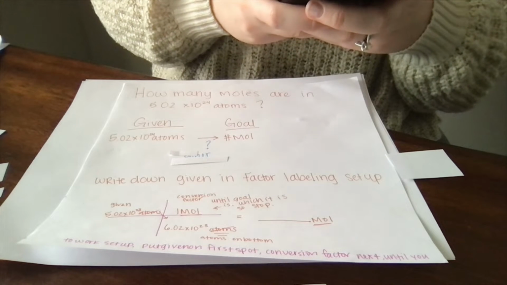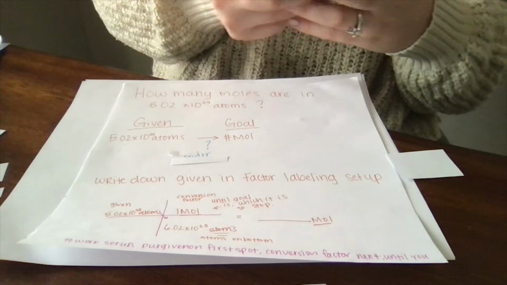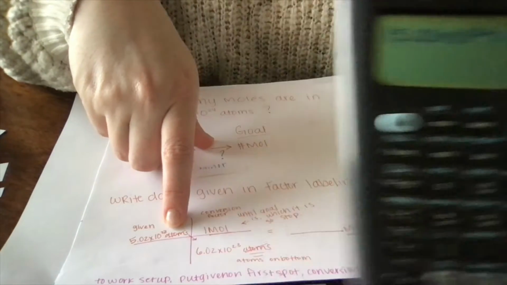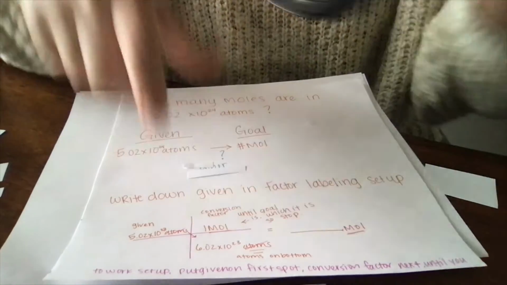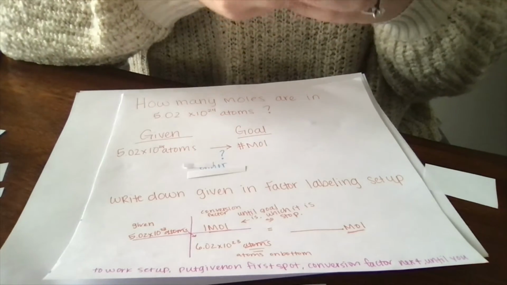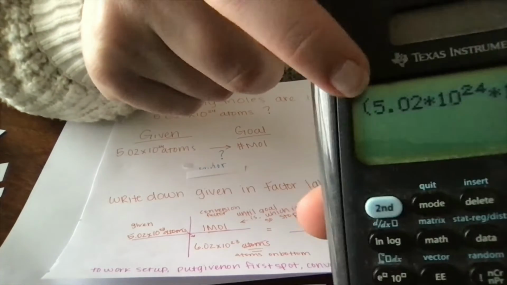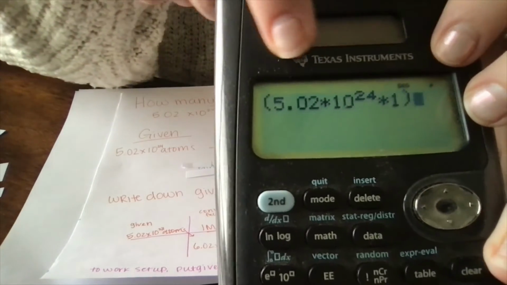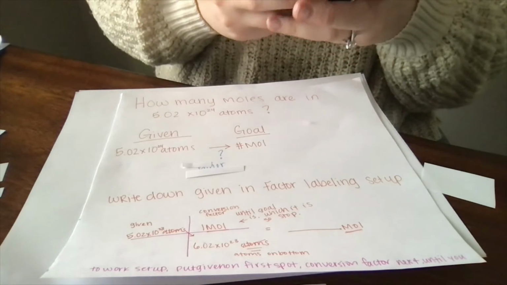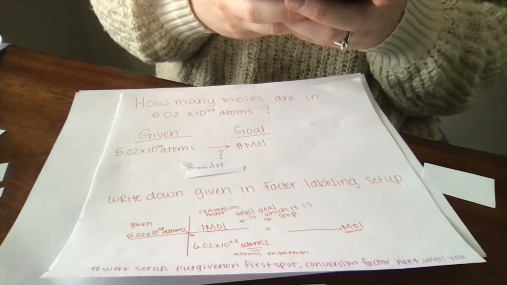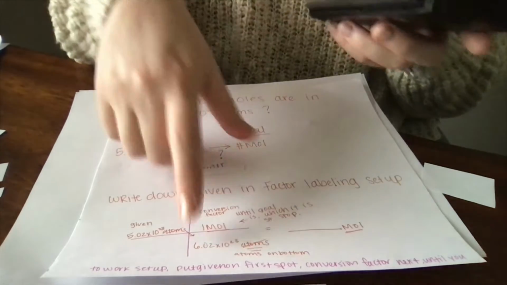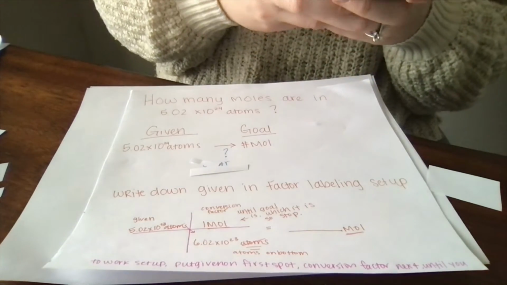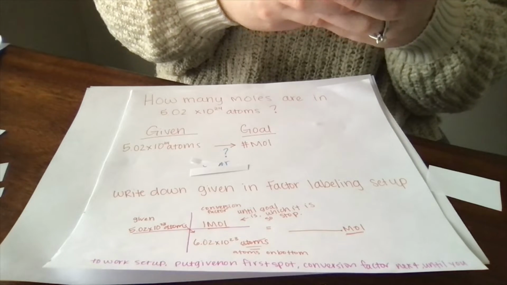5.02 times 10 raised to the 24th. If you want to keep this consistent, you can remember that this is the top, and so I need to multiply it by 1 right here, just so that you don't forget to do that. If it wasn't a 1, then that number would go right there. Make sure that all this is in parentheses. Okay, click enter. Then divide that by the entire bottom. The entire bottom is 6.02 times 10 to the 23rd, in parentheses.